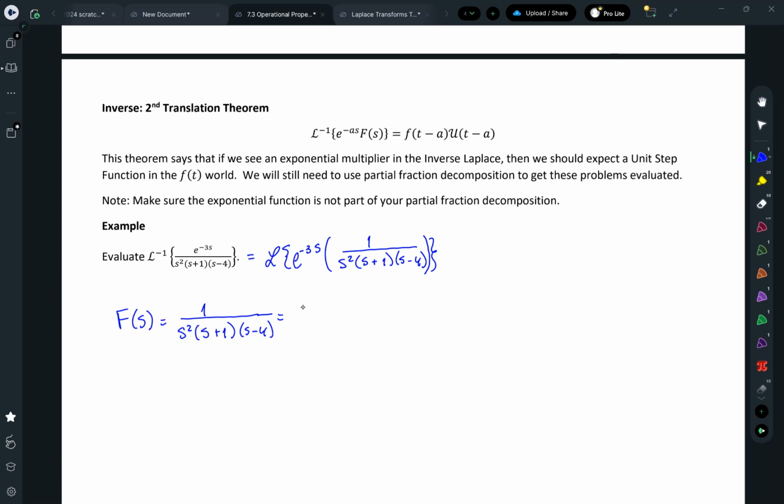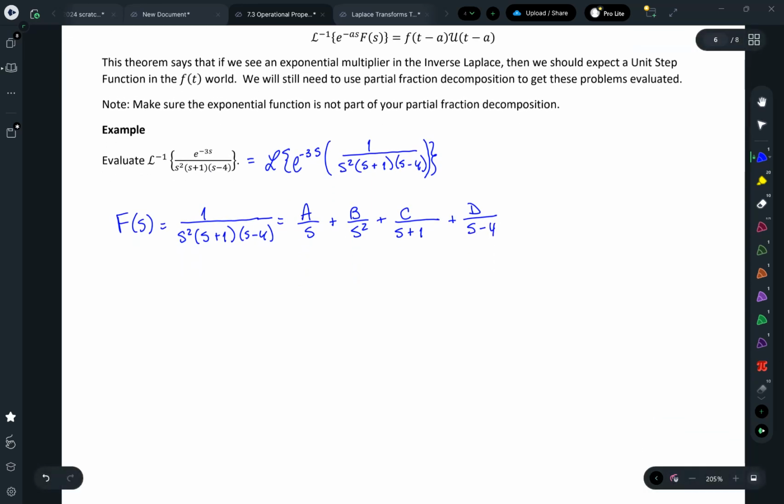I need to rewrite this so that I have all the different factors as possibilities for denominators in a sum of fractions. So s squared is just s showing up twice, so that gives me an A over s plus B over s squared. The s plus 1 is linear, so I expect a constant C over s plus 1. And then the s minus 4 is linear, so I expect a D over s minus 4. Okay, then we multiply both sides by the LCD and clear.